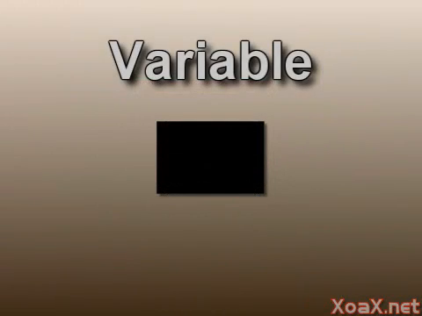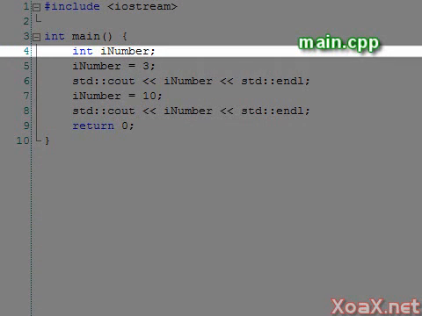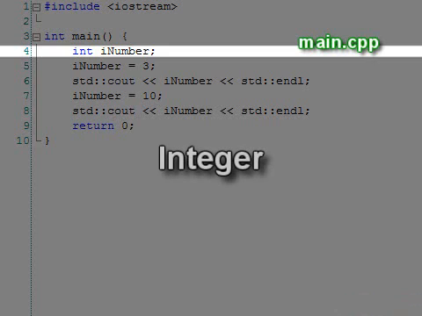We can think of a variable as a box that stores one type of item. At any time, we can look into the box to see what is in it, or we can replace what is in the box with something else. In our first program, we have an int type variable named iNumber. Int is short for integer and specifies that the variable iNumber holds an integer.